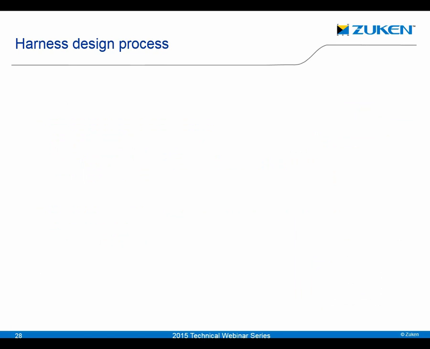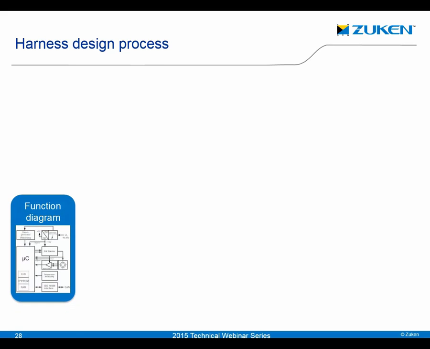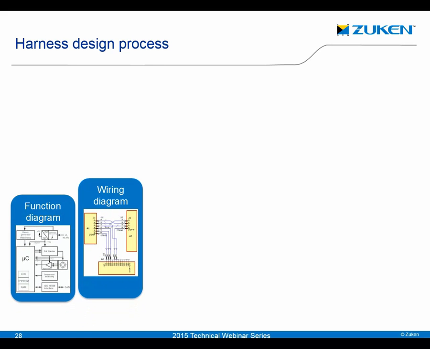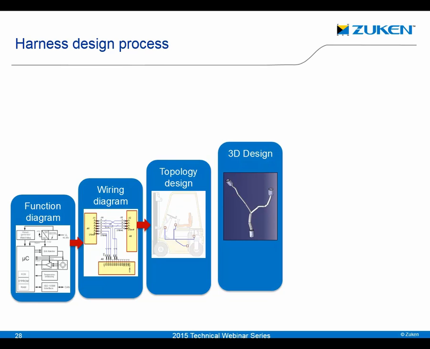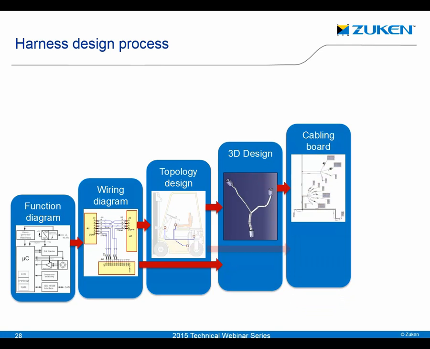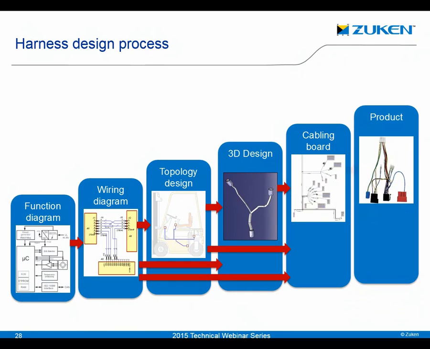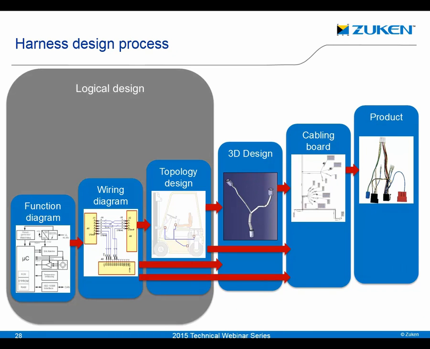Let's repeat the whole process again, starting with the function, designing a wiring diagram, getting a rough overview about the harness topology, transferring the data to mechanical cut and doing the routing there in the original 3D environment, designing a cabling board with the 3D data, creating documents and data for manufacturing and service. So we covered the logical part of the design process and also the physical part of the design process.